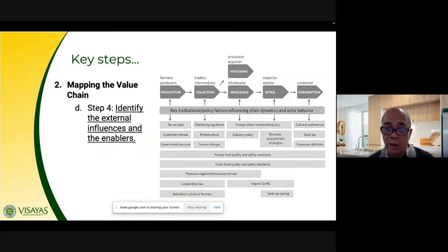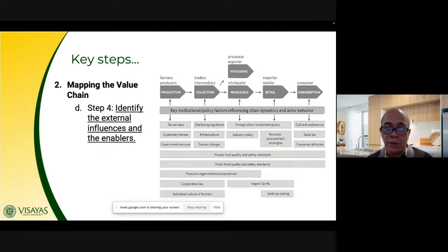Well, could it be say for a supermarket, or will it be Department of Agriculture? Will it be an NGO or industry association? It depends, no? So you have here different external influences and enablers, no? Or it could be the Department of Finance or the Bureau of Internal Revenue, depending on what particular, say, services involved that these different actors are dealing with.